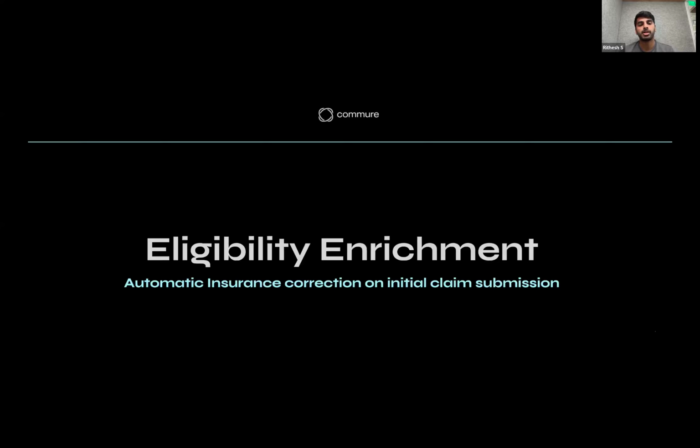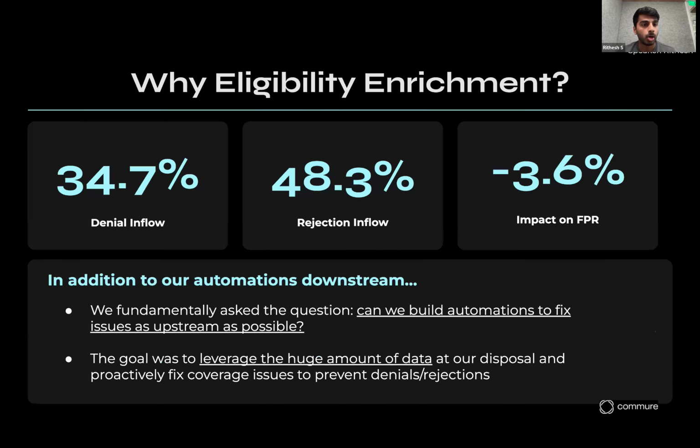The goal of enrichment was to automate insurance and patient detail corrections upon the initial claim submission. Before I get into what eligibility enrichment is, I want to give some context on why this was an important problem for us to solve. What we noticed in our data when it comes to claims, denials and rejections, was a huge skew in terms of the type of denials that we're getting. 34.7% of all of our denials inflow was eligibility, coverage, or wrong payer related.